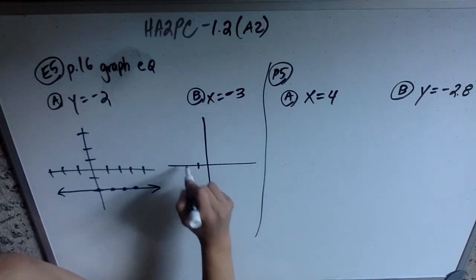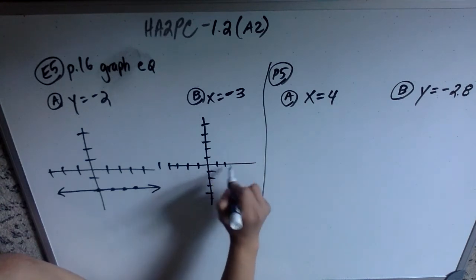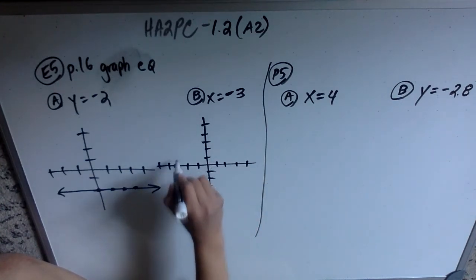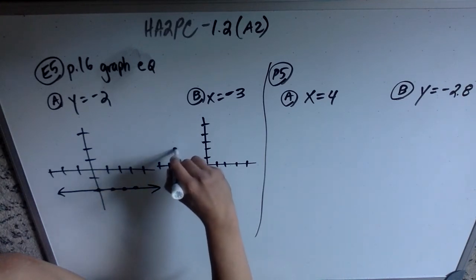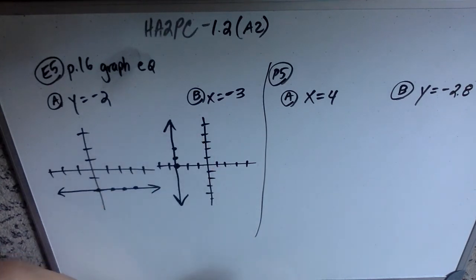So 1, 2, 3, 4, 5. Okay, so here's where if y is 0, x is negative 3. Well, here's where y is 1 and x is negative 3, y is 2 and x is negative 3, and so on. It's going to be this vertical line right here for always and ever.